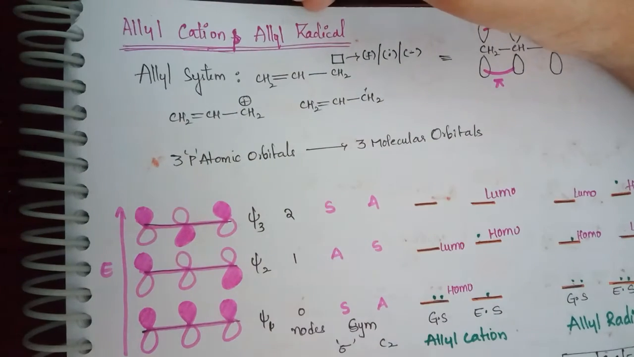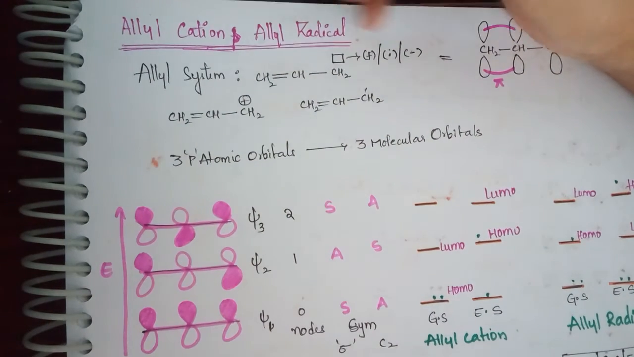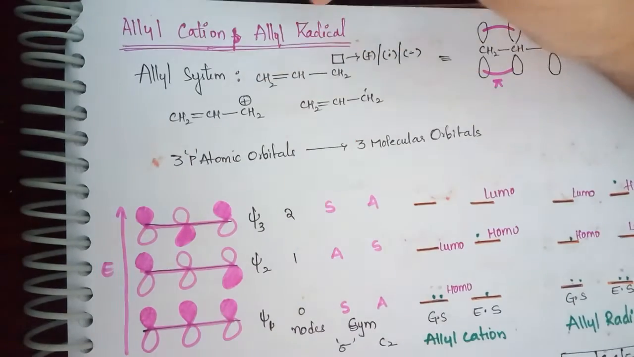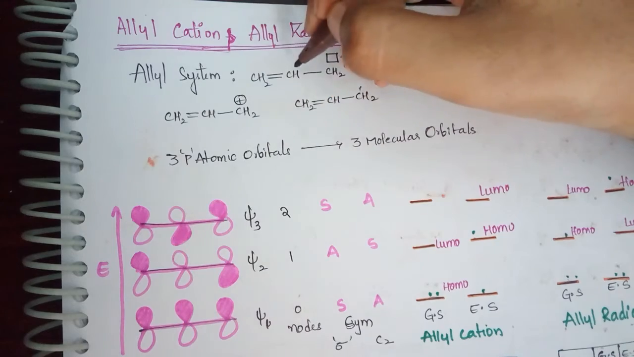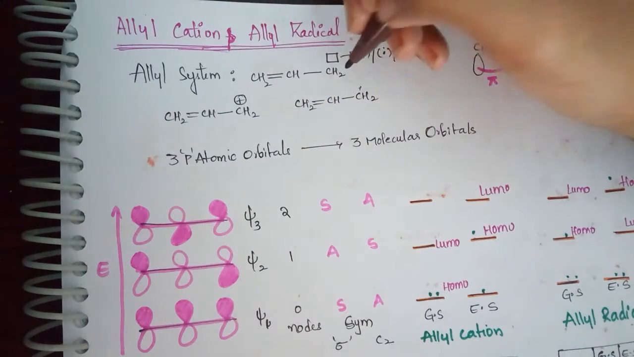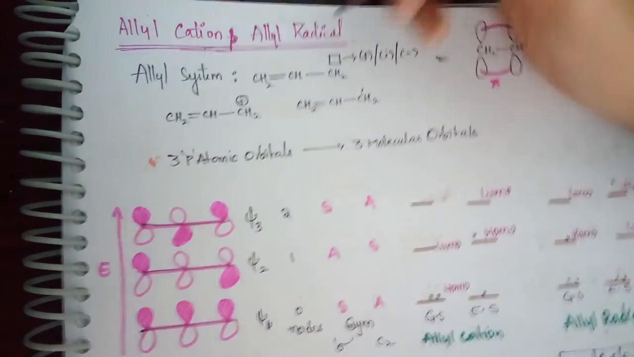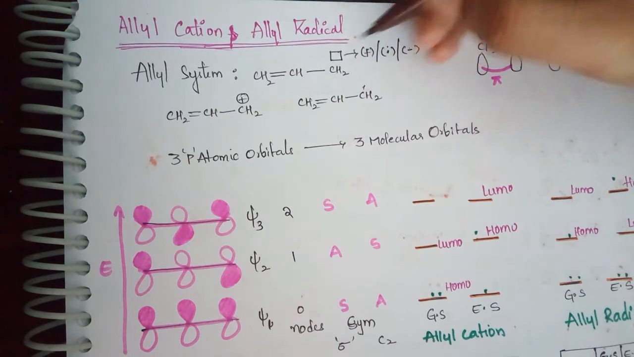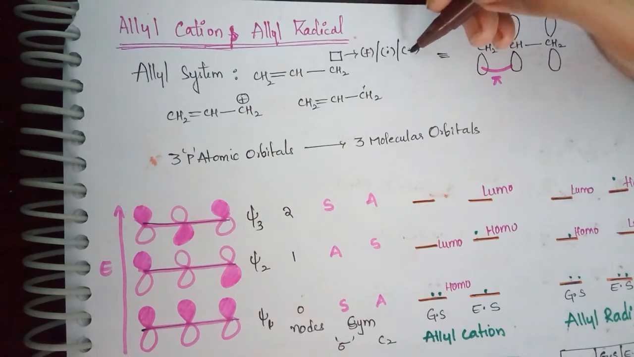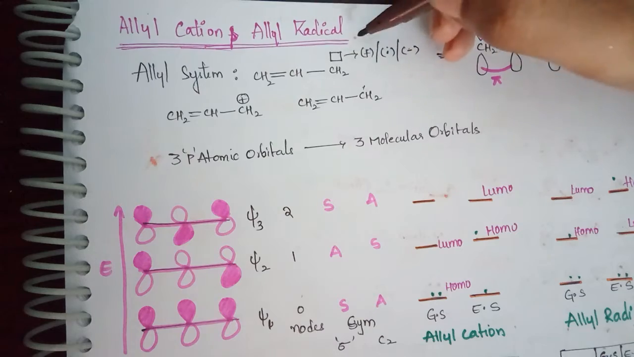In this video, we are going to discuss allyl cation and allyl radical. Before going to allyl radical and cation, we will see the allyl system. Here you will have CH2, double bond CH, CH2. On this CH2, I have represented a box which indicates it can be a cation, it can be a radical, it can be an anion.